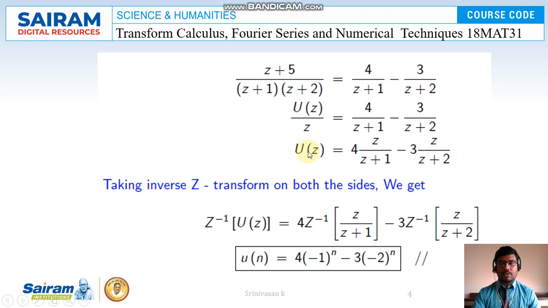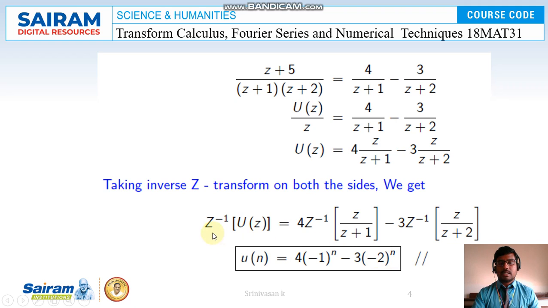So z inverse of U of z equal to 4 into z inverse of z divided by z plus 1 minus 3 into z inverse of z divided by z plus 2. So clearly we know the inverse z transform of z divided by z plus a is (minus a) power n. So this value is minus 1 power n. Minus 3 into this entire value, which is minus 2 power n.